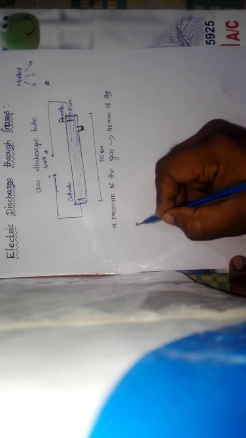The second one, listen very carefully. With the help of a vacuum pump, the pressure of the gas inside the tube is reduced to around 100 millimeter of mercury. See, at that time a small discharge of electricity occurs.